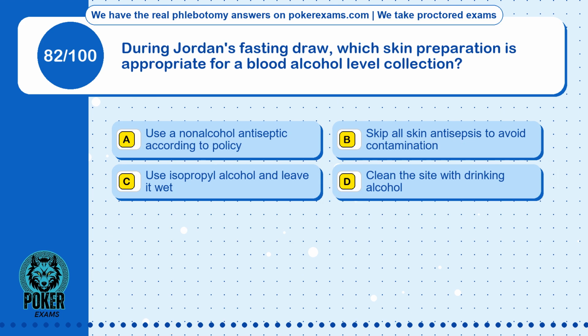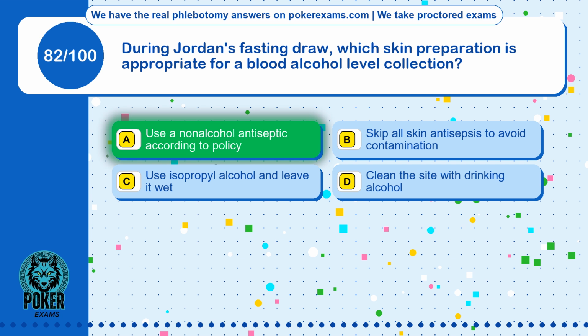Question 82. During Jordan's fasting draw, which skin preparation is appropriate for a blood alcohol level collection? Option A. Use a non-alcohol antiseptic according to policy. Option B. Skip all skin antisepsis to avoid contamination. Option C. Use isopropyl alcohol and leave it wet. Option D. Clean the site with drinking alcohol.